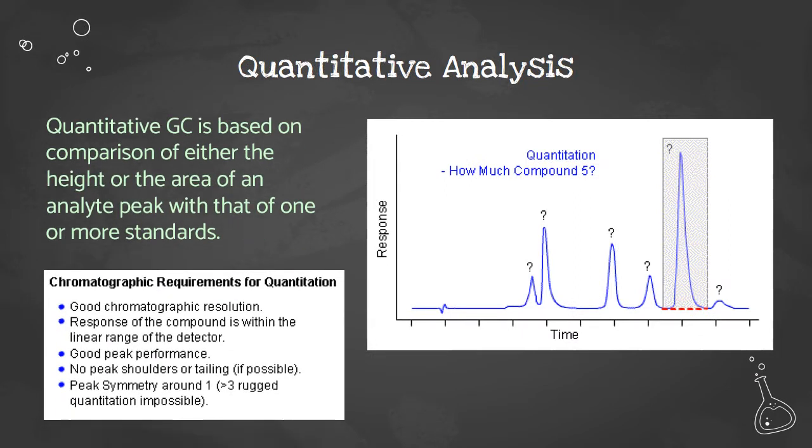Gas chromatography owes its enormous growth in part to its speed, simplicity, relatively low cost, and wide applicability to separations. It is doubtful, however, that GC would have become so widely used were it not able to provide quantitative information about separated species as well. Quantitative GC is based on comparison of either the height or the area of an analyte peak with that of one or more standards. If conditions are properly controlled, both of these parameters vary linearly with concentration.